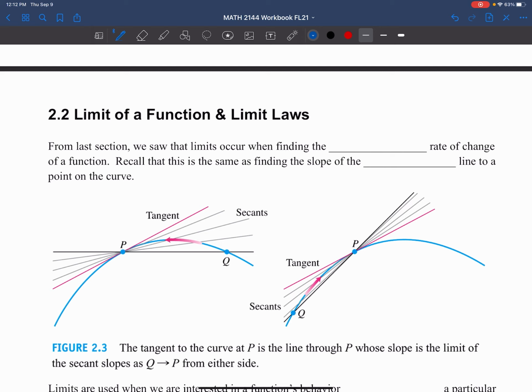From the last section, we saw that a limit occurs when finding the instantaneous rate of change of a function. And recall that this is the same as finding the slope of the tangent line. To find the tangent, you essentially consider the limit of the secant, and then eventually get so close that we end up with the tangent. We'll talk about the tangents and the secants a little bit more in chapter 3, as that's very much related to something known as the derivative. We're actually going to think more about the process of limits in the rest of chapter 2.